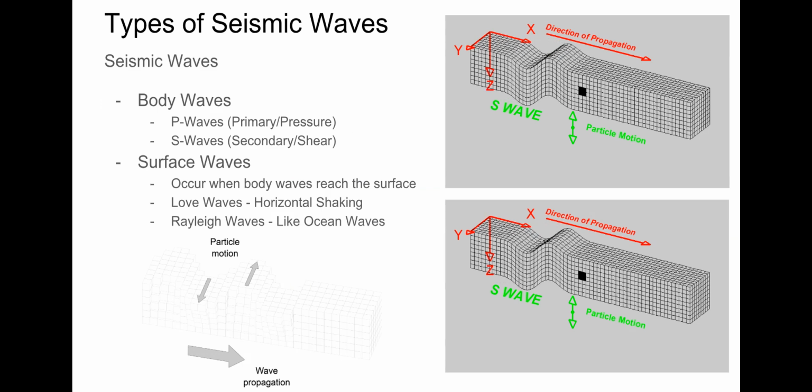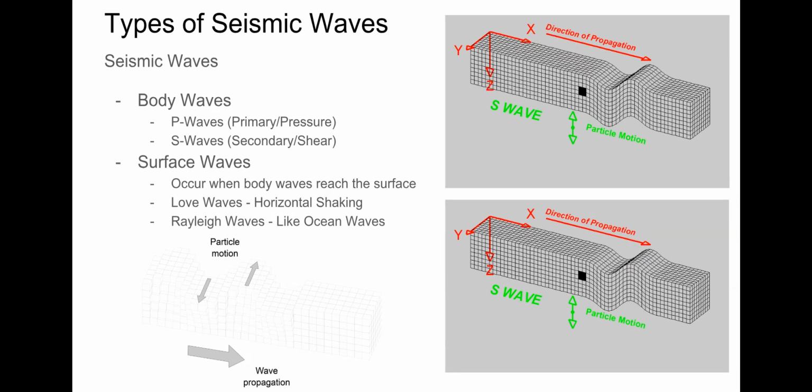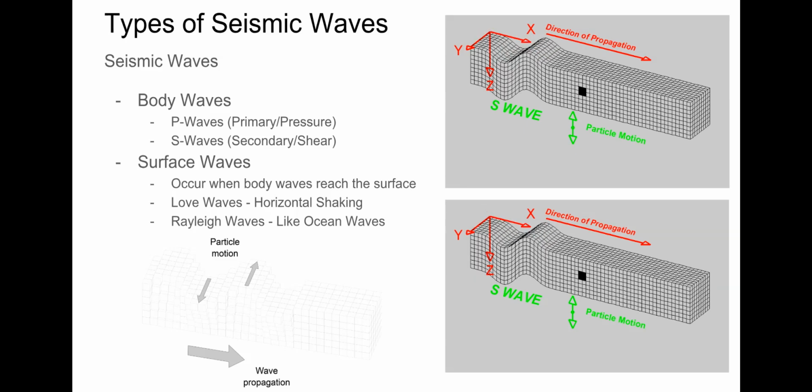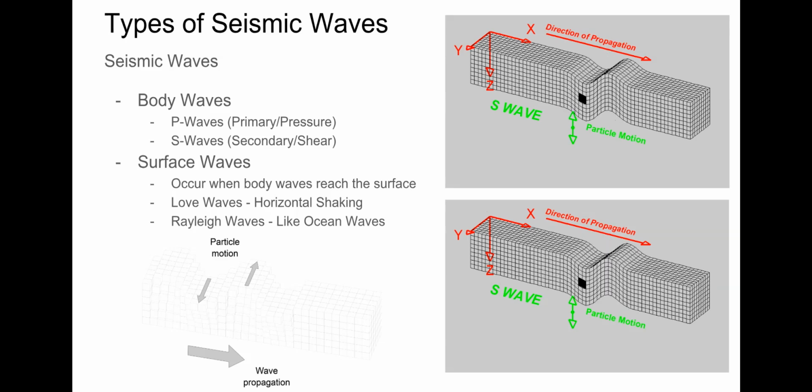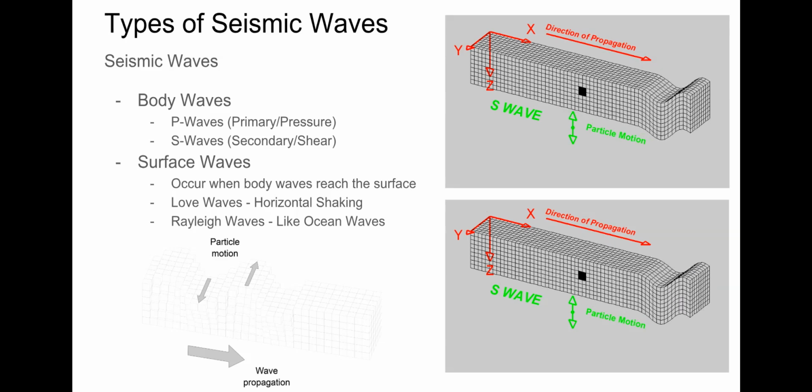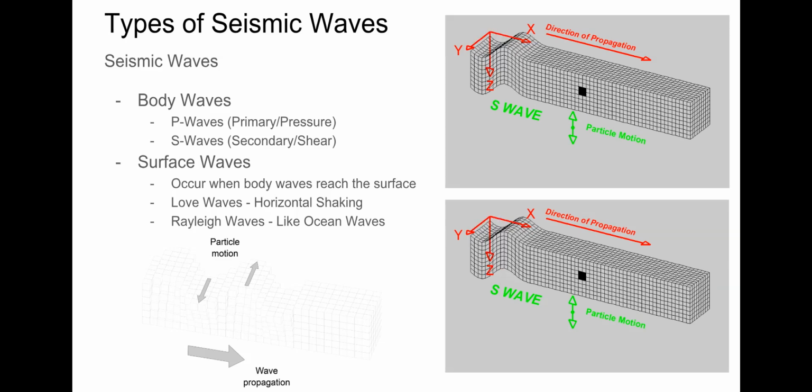Seismic waves are propagated in two forms, primarily body waves or surface waves. Surface waves are the result of body waves that, when they intersect with the Earth's surface, produce Love waves and Rayleigh waves, and they behave in slightly different ways. We'll get to those in a second.